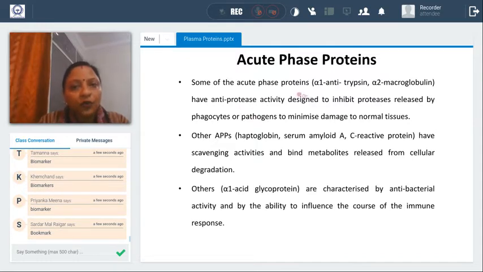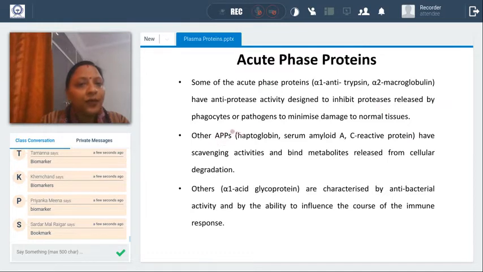Some of the acute phase proteins like alpha-1 antitrypsin and alpha-2 macroglobulins have anti-protease activity designed to inhibit proteases released by phagocytes or pathogens to minimize damage to normal tissues. So these have anti-protease activities.